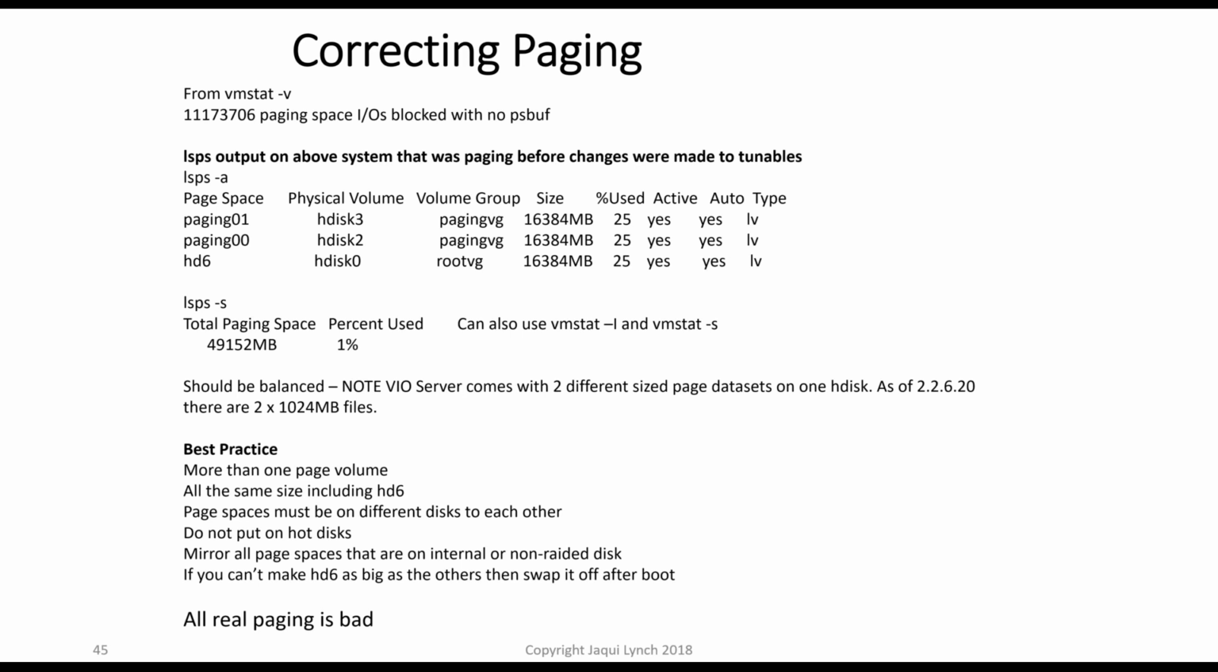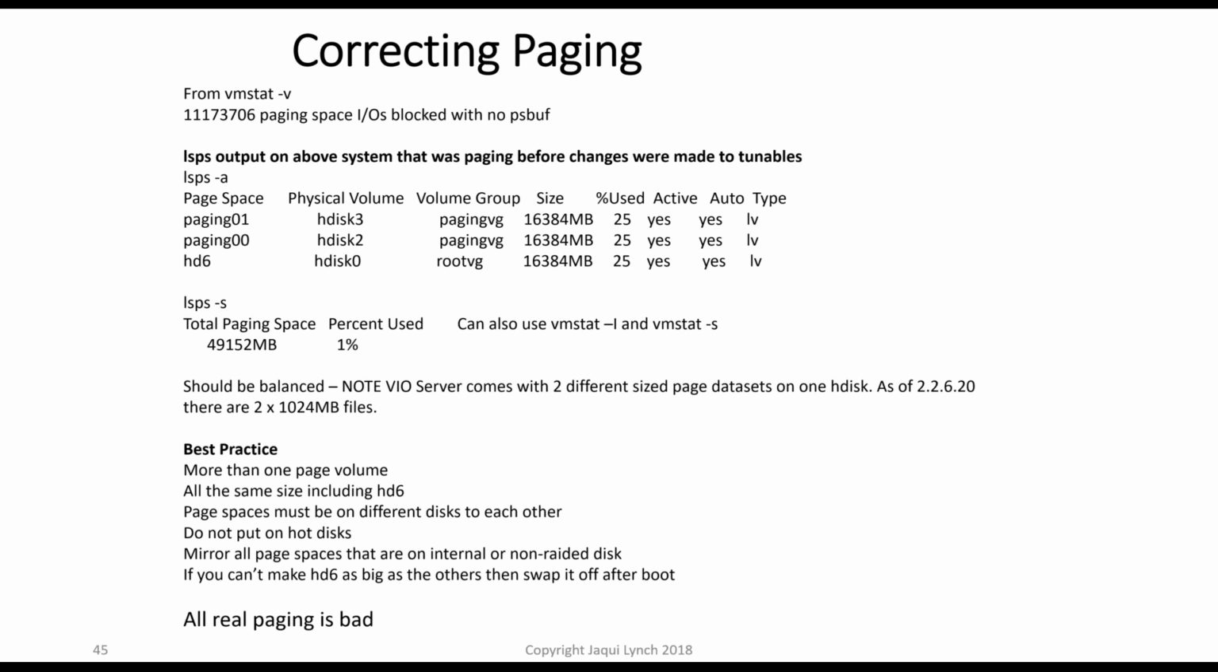But what's going to happen is every third time it tries to do a page operation out, it's going to hit that one that's full. So now you're not just paging, you've slowed your paging down. So try to make them all the same size. They should be on different disks to each other. And this is a big bugbear of mine with the VIO servers.